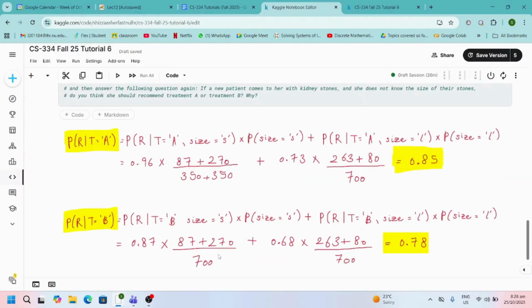And this is the solution for the problem. So exactly the same math we did.